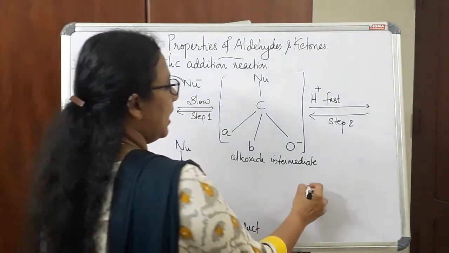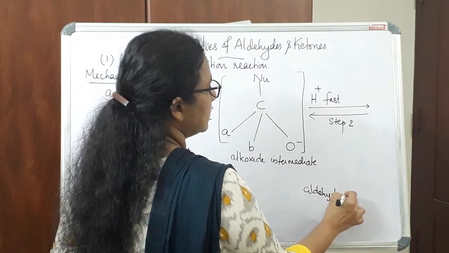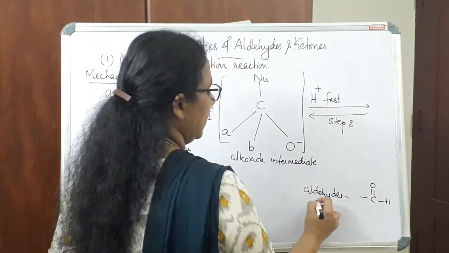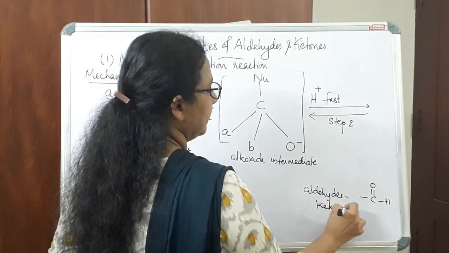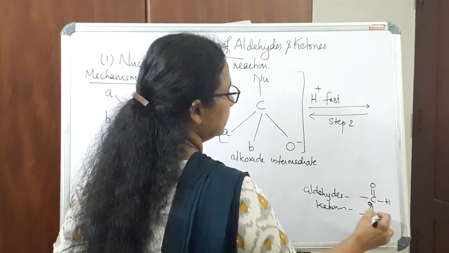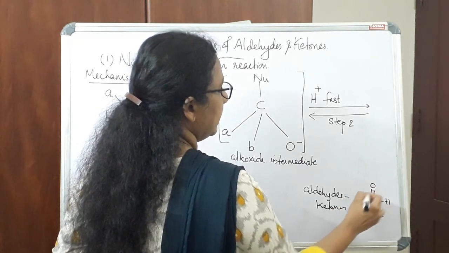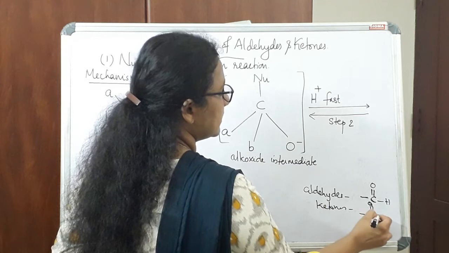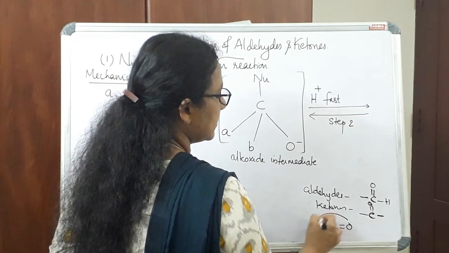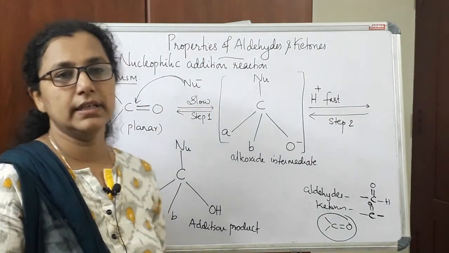We know that in aldehydes, the functional group is CHO, C double bond O H. In ketones, the functional group is CO. So in aldehydes we can see there is a carbonyl group, and in ketones also we can see a carbonyl group. So a characteristic carbonyl group is present in both aldehydes and ketones.